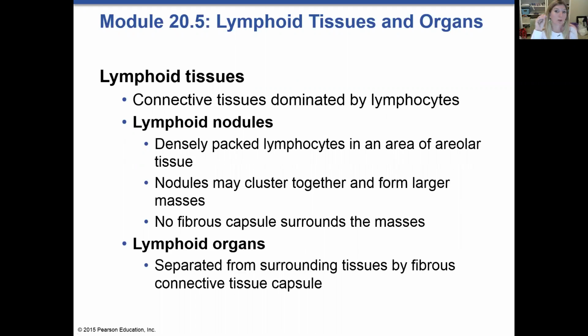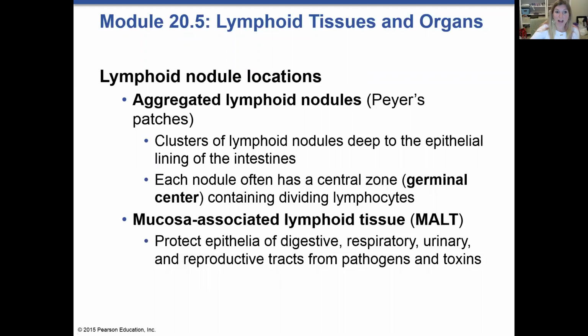The lymphoid organs themselves are separated from surrounding tissues by some type of fibrous capsule. So there are aggregated lymphoid nodules, which we call Peyer's patches. These are within the linings of the intestine. So they're basically clusters of lymph nodes that are deep in the epithelial lining of our intestines. They have a special central zone called a germinal center, and this is where the lymphocytes are dividing.